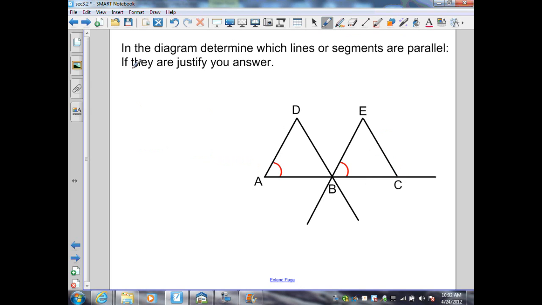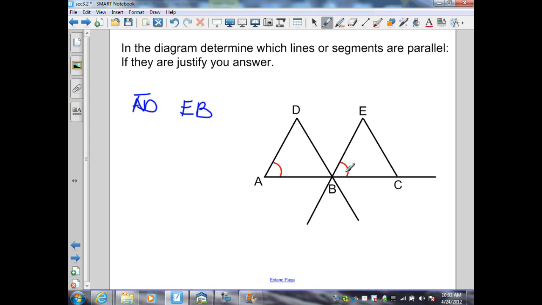Again, in the diagram, determine which lines or segments are parallel. If they are, justify your answer. I have angle DAB and angle EBC that are congruent. A transversal is a line that helps form both of those special angles. That would be line AC. The other two lines that help form them are AD and EB.